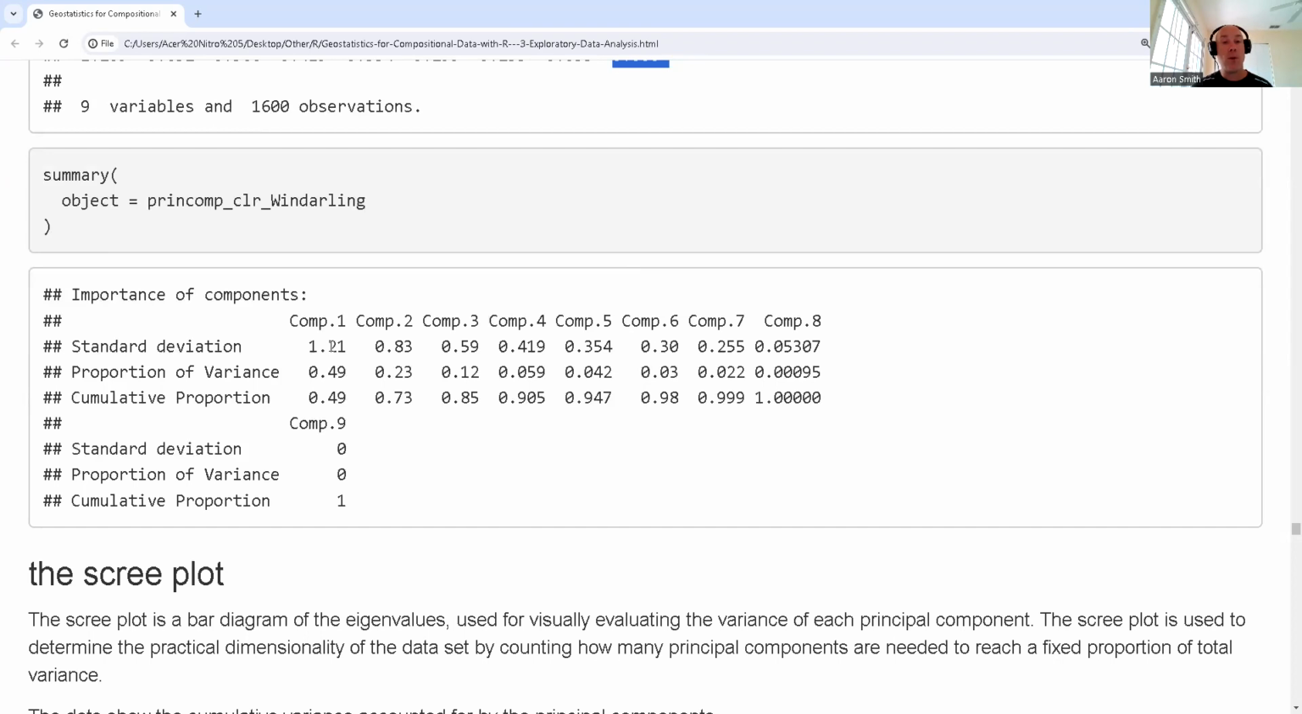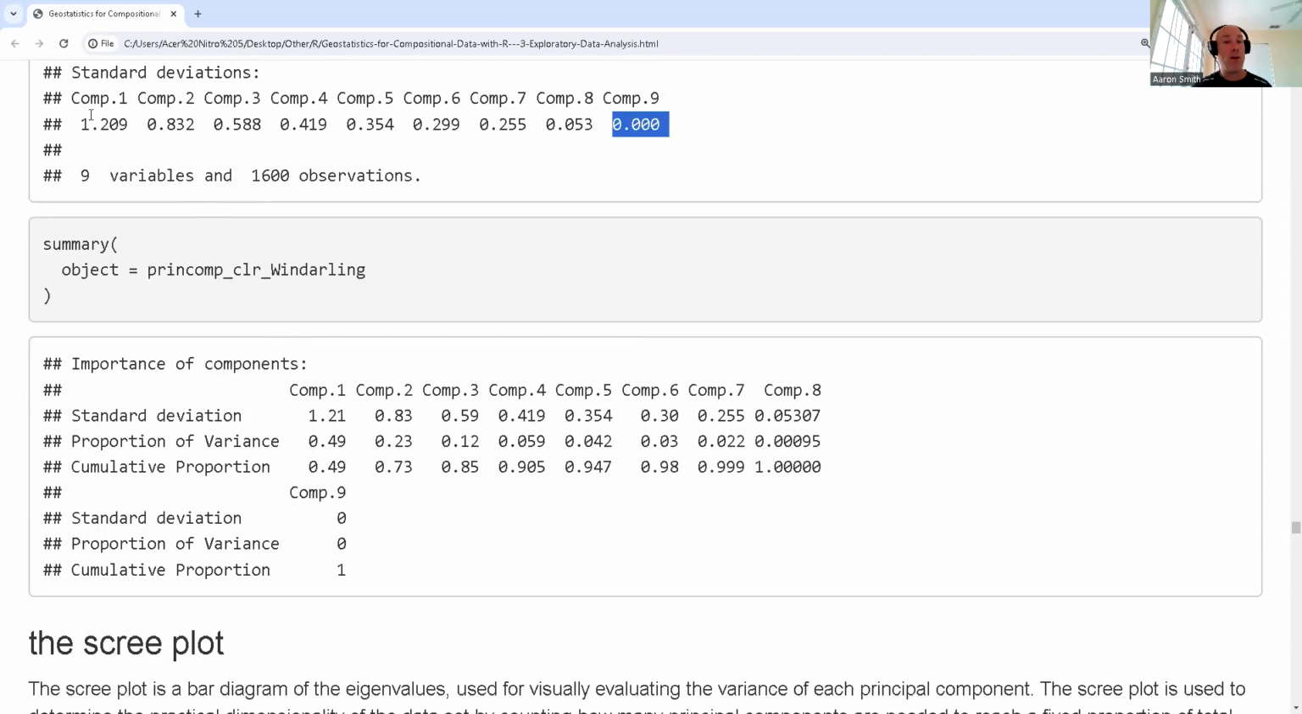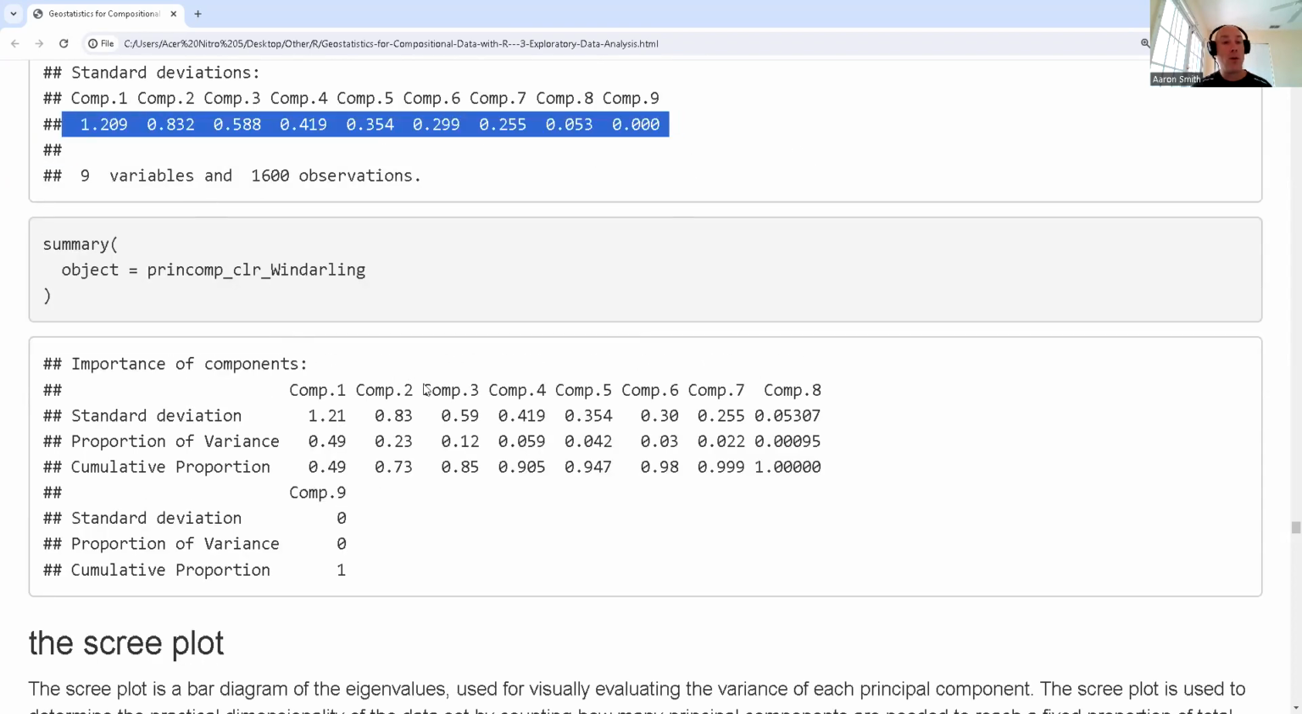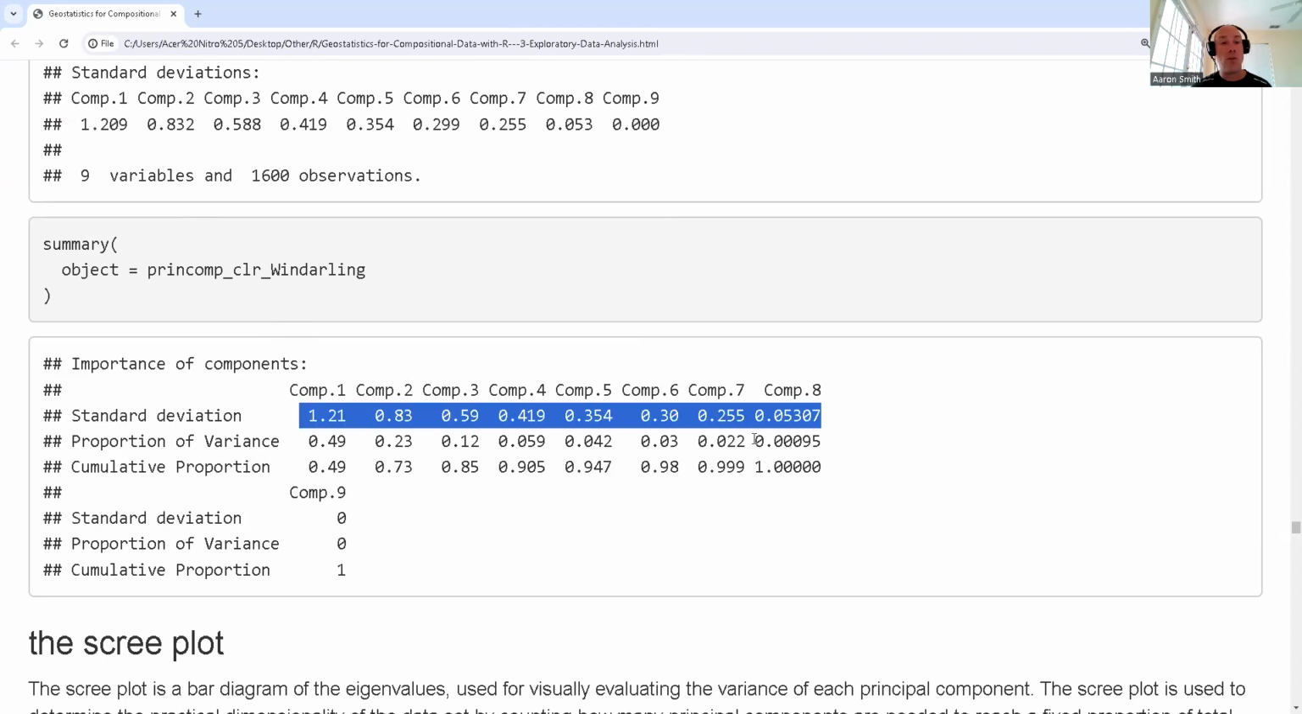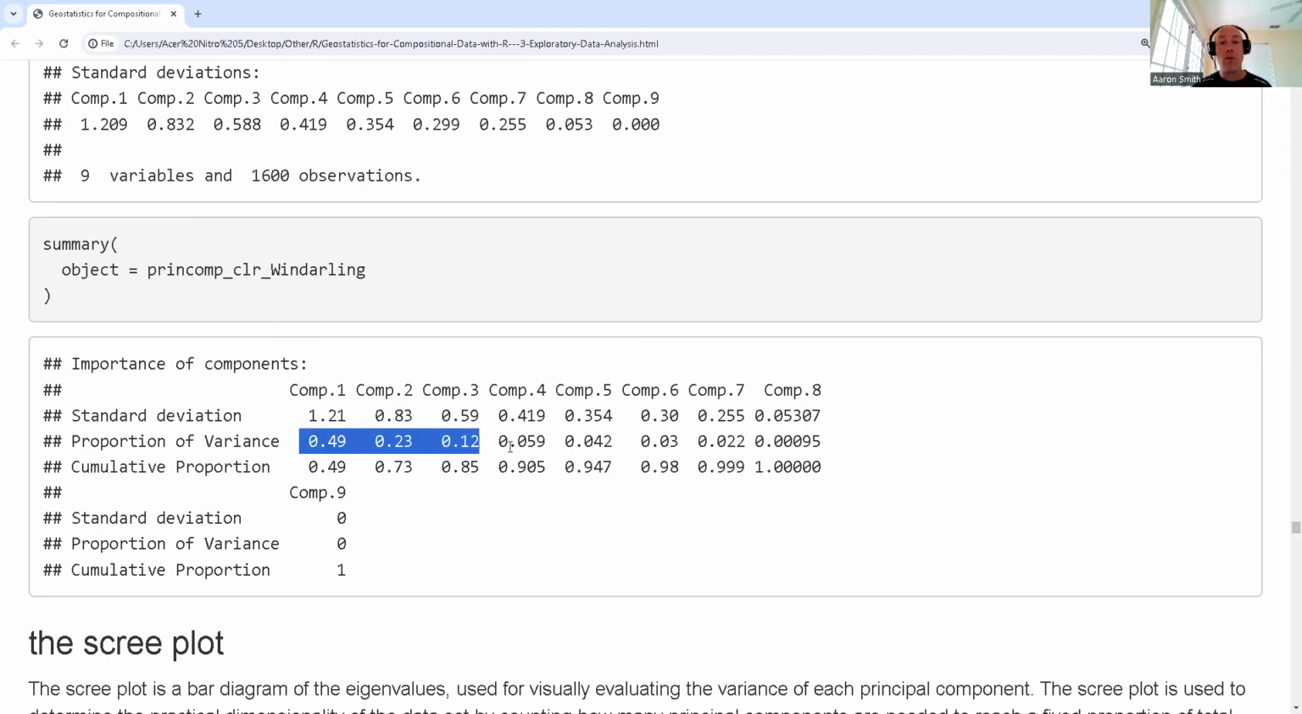Now the summary: we take our standard deviations, the same values that I have up here. Here I have the proportion of variance accounted for by each component. And then I have the cumulative proportion of the variances accounted for here.